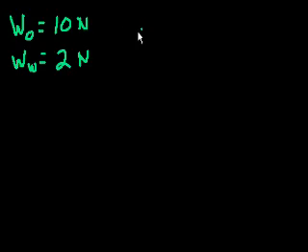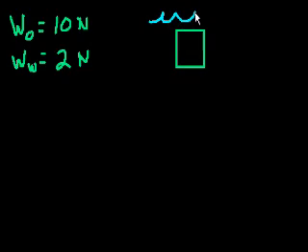So a way to think about it is once you put the object in the water, so let's say it could be a cube. It doesn't have to be a cube, it could be anything. And it's in the water. So let me draw the water. This is the water up here. We know that there's a downward weight, right? That is 10 newtons. But we know that once it's in the water, the net weight is 2 newtons. So there must be some force acting upwards on the object of 8 newtons, right?